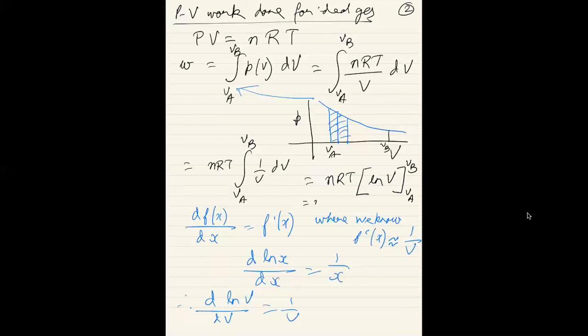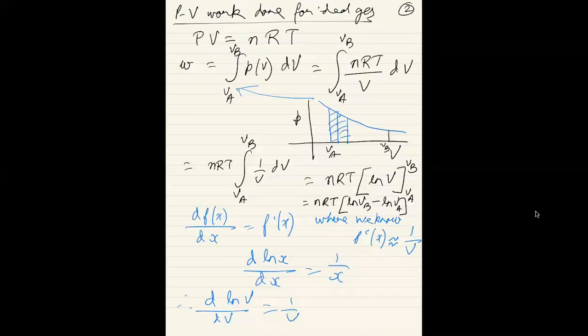And the way it is done, and I'll explain to you what it means, is to take the value at the top point and subtract from it the value from the bottom point. So this is the work done by the ideal gas as it is expanded from volume VA to VB. So what does this really mean? What did we do over here?